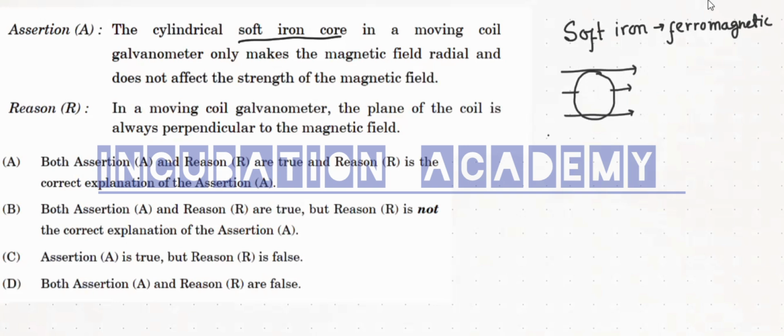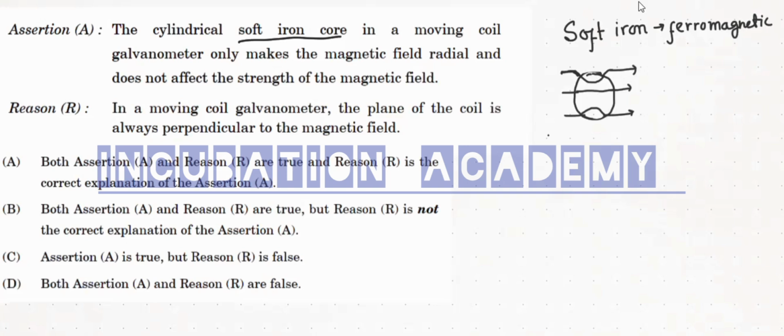Around it, the magnetic field lines are getting influenced. The density of the magnetic field lines within this soft iron object is like this. You will see that the magnetic field lines cut this round-shaped object radially, or we can say normally, and that's why it becomes radial.